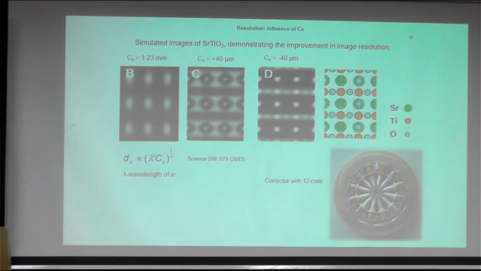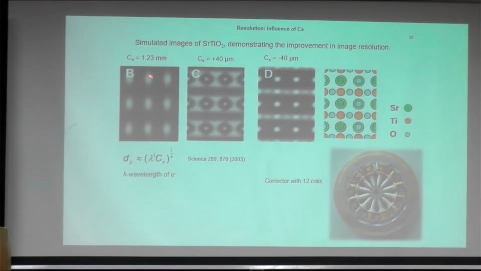So what does it bring to the imaging? It was shown in 2003. This is the latest image of strontium titanate. It consists of these projected images in the 110 projection. It consists of atomic columns of strontium oxygen here and titanium oxygen.